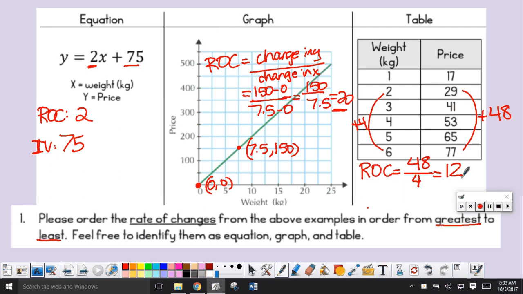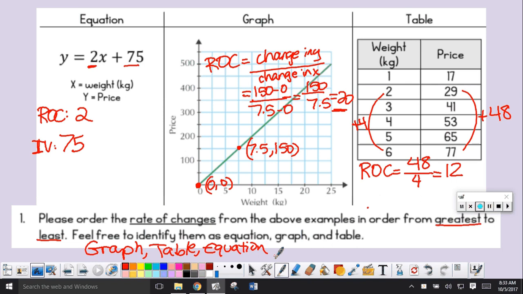So my greatest rate of change is the 20 from the graph. So I'm going to put graph. And then next comes the table rate of change, which is 12. So I'm going to put table. And then last but not least is the equation with a rate of change of 2.